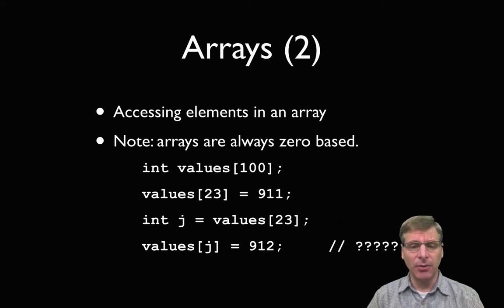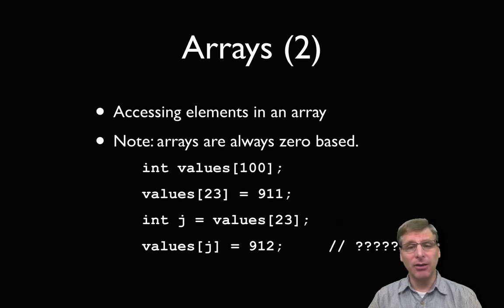In the last example, I've got something else. I've got values sub j is going to equal 912. Now if we assume these statements were consecutive, we see that values sub j is actually going to be values sub 911, but the array only goes to 99. So what happens when I use an index like this, or a subscript that is actually out of range? It's beyond what the array has been designed for.